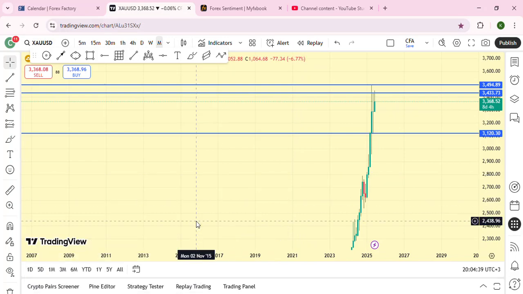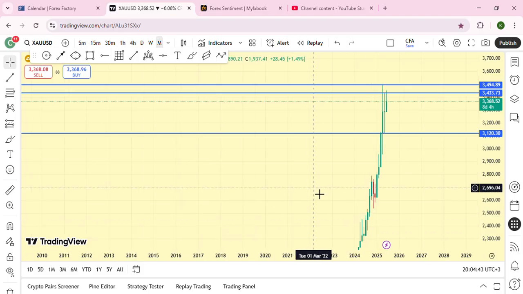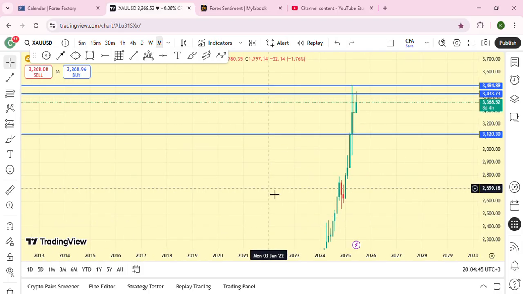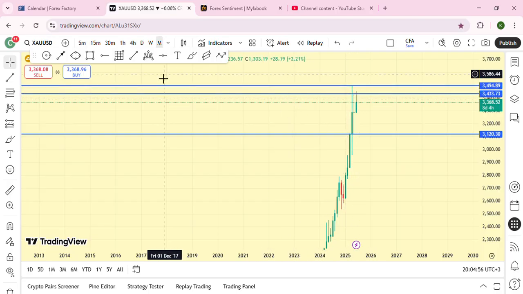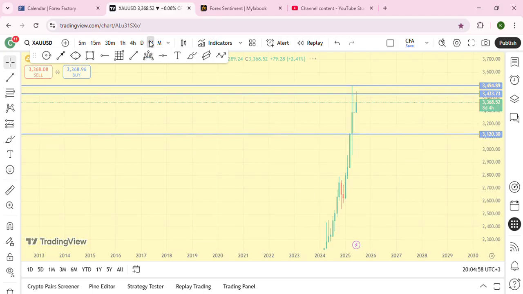Sorry, we can conclude the analysis we were doing on gold. I had already marked the points of interest on the monthly time frame, and as I had earlier said, the market this month has already taken out the previous month's high, and it has given us a new high on the monthly time frame.